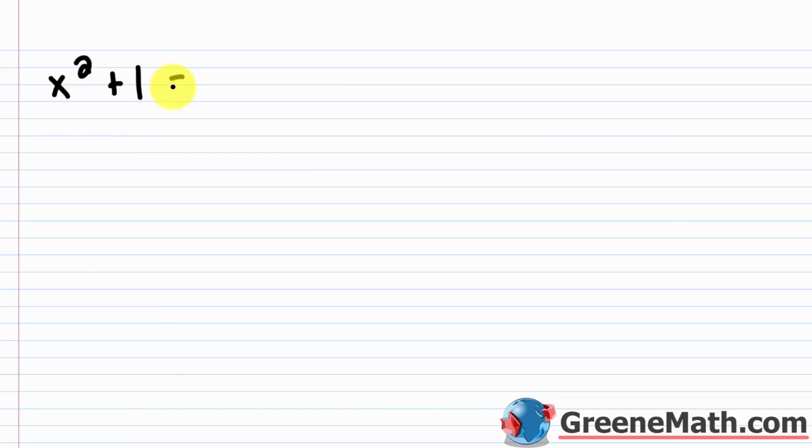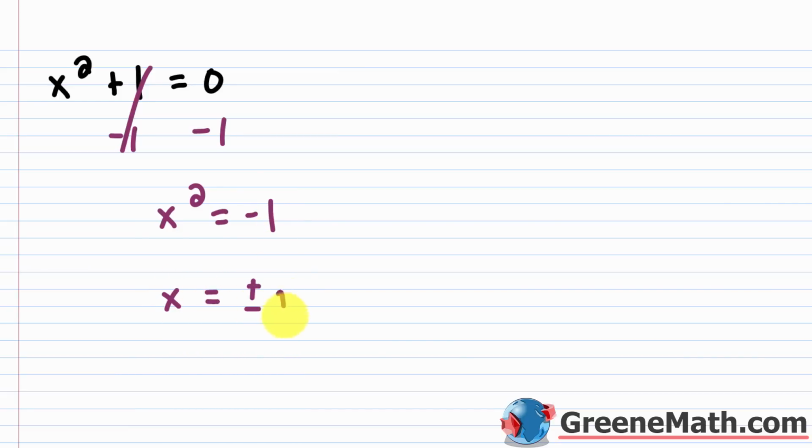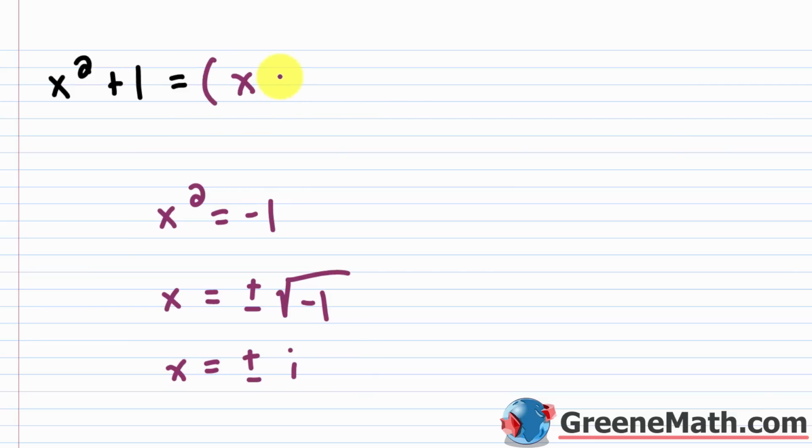To see this, you could just set this equal to 0, and you could subtract 1 away from each side. You could cancel this. Say x squared is equal to -1. From the square root property, you would say x is equal to plus or minus the square root of -1. And we know that the square root of -1 is the imaginary unit i. So you could say x is equal to plus or minus i there. So that means this right here would factor into the quantity x plus i times the quantity x minus i. But would you want to do that?